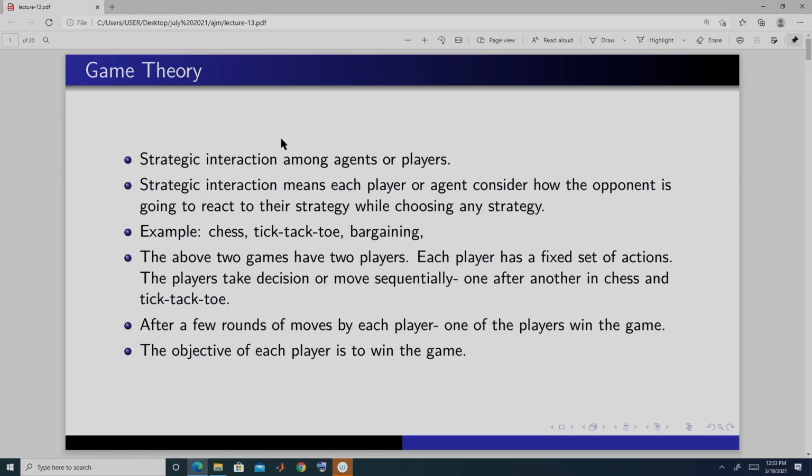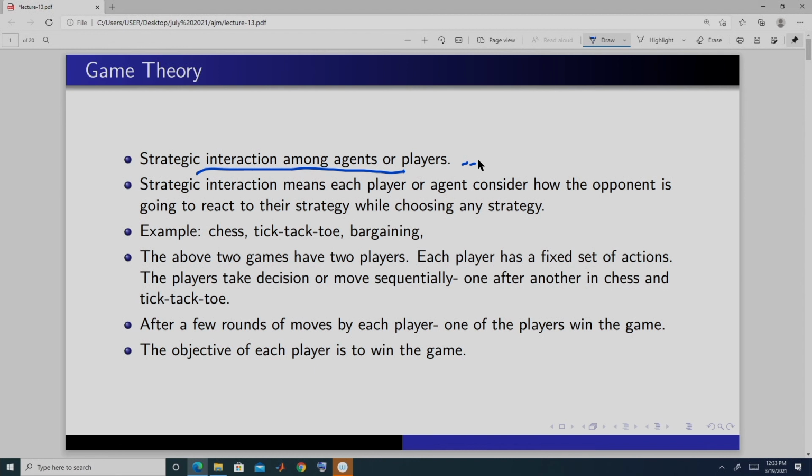Today we are going to do game theory, and this is module 5. So, in game theory it is mainly strategic interaction among players. So, what do you mean by strategic interaction?